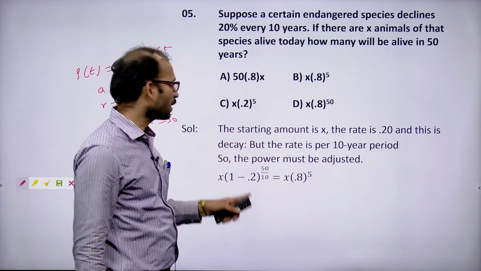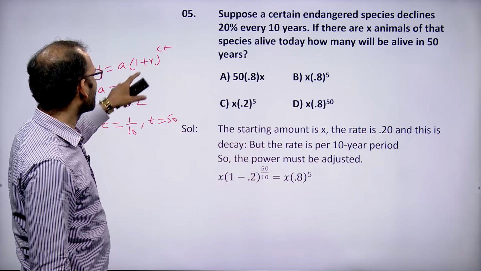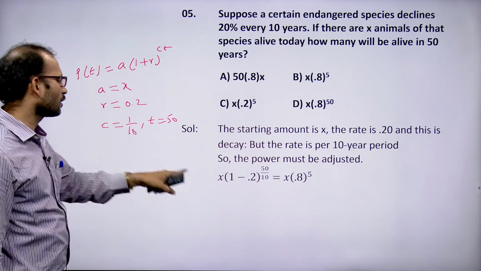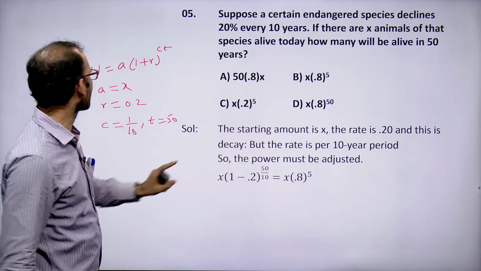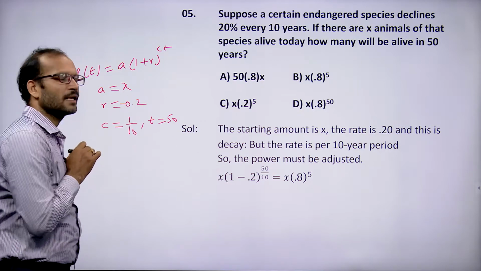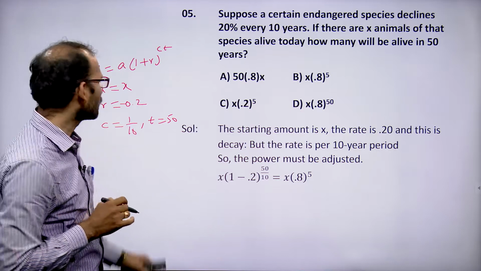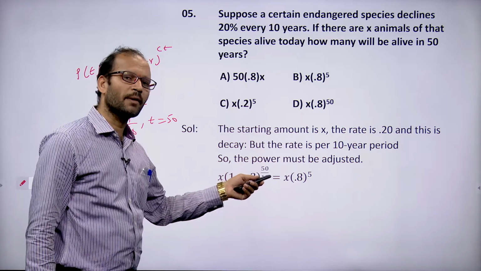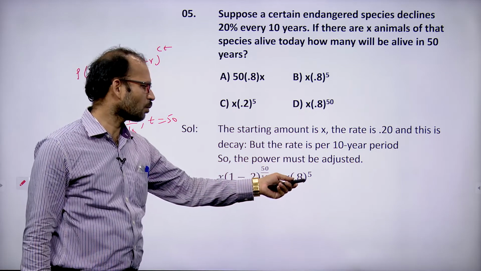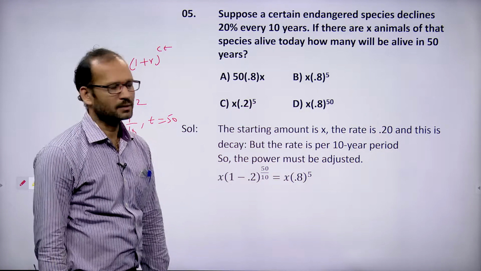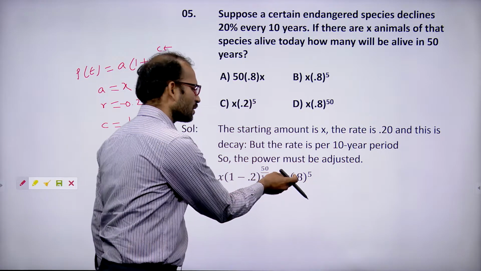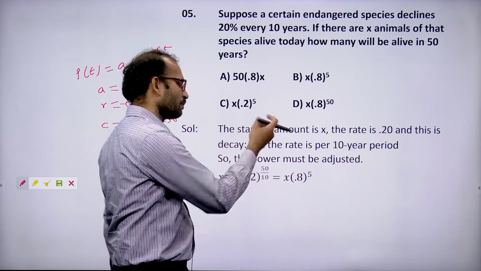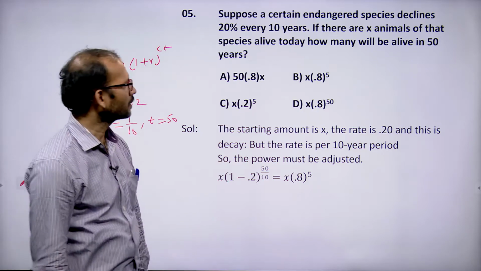Is it okay? Because here this is for every 10 years it is happening. So if you substitute here, you will get X into 1 plus, sorry, because it is reducing the species, therefore we get minus 0.2. Whole power Ct, C is 1 by 10, T is 50, that gives you X into 0.8 whole power 5 is my answer. Initially if some 50 animals are there, you can replace X with 50. If there are 100 animals, you can replace X with 100, like that.